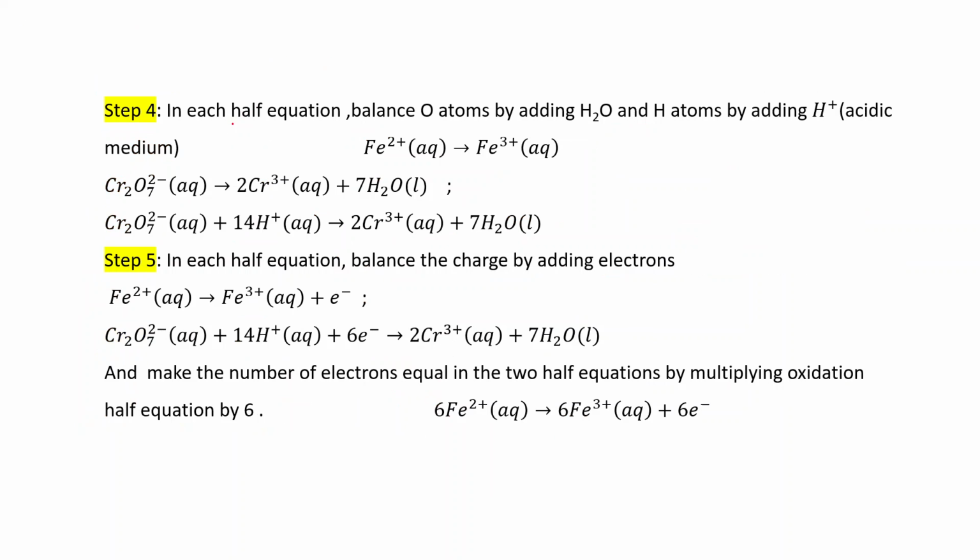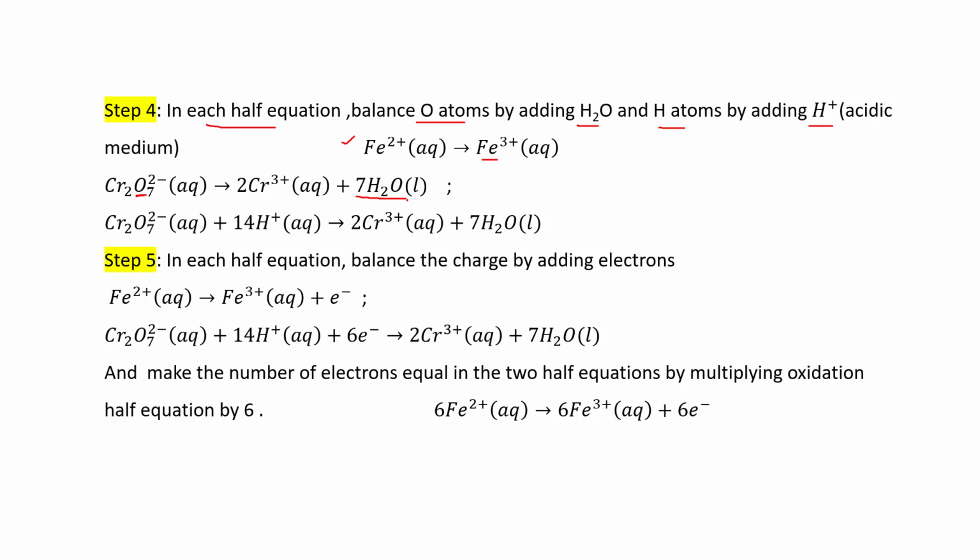Then step 4. In each half equation, balance oxygen atoms by adding water and hydrogen atoms by adding H+ ion, because this reaction is taking place in the acidic medium. In case of the oxidation half reaction, that is Fe2+ converting into Fe3+, there is no oxygen and hydrogen. So no need to add H2O and H+. But in the reduction half equation, in the reactant side, there are 7 oxygen atoms in Cr2O7 2-. So to balance the oxygen atoms, we will put 7 water molecules in the product side, 7H2O.